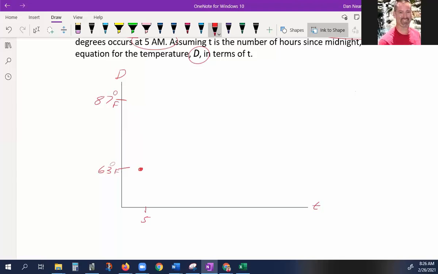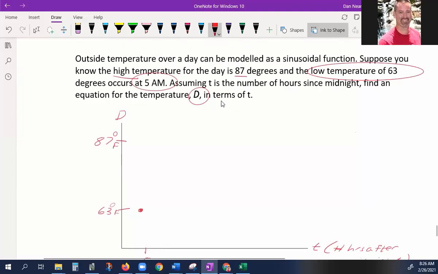The only way to get this 5 to represent 5 a.m. is if you let t be the number of hours after midnight, because 5 a.m. is 5 hours after midnight. To be able to find the equation they're asking for, I need at least one more point.